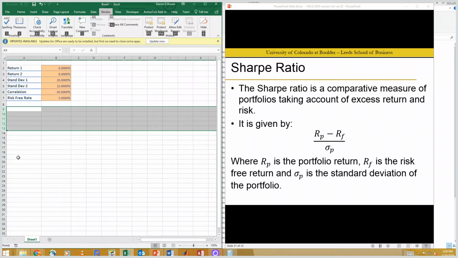Alternatively, we could think about two portfolios that have the same risk, but one has a greater return. Again, the Sharpe ratio of the second portfolio will be bigger than the first, and we would like to choose the portfolio with the highest return for a given amount of risk.